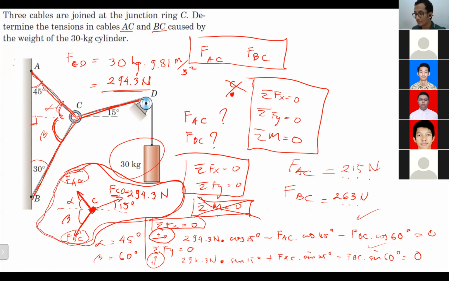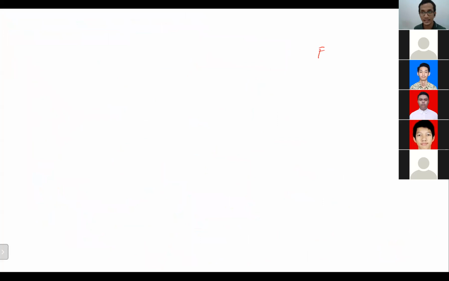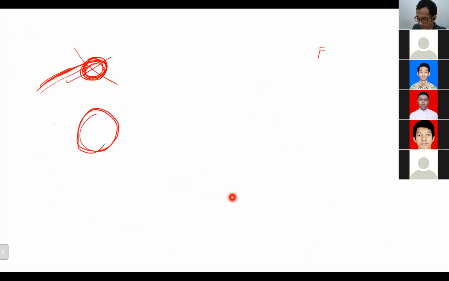If you want to draw it as well, you can, but it's not compulsory. If I want to draw the free body diagram of that particular pulley, it will be like this. This is the pulley, and this is the FCD. And this is the weight. The weight is 30 kilograms, so 294.3 Newton.